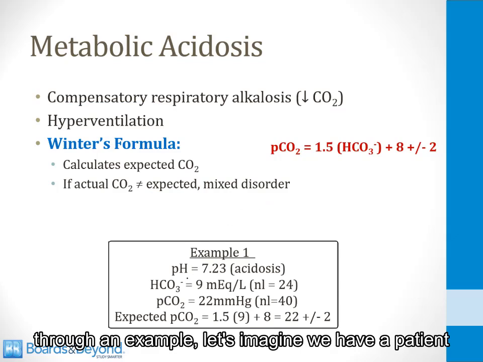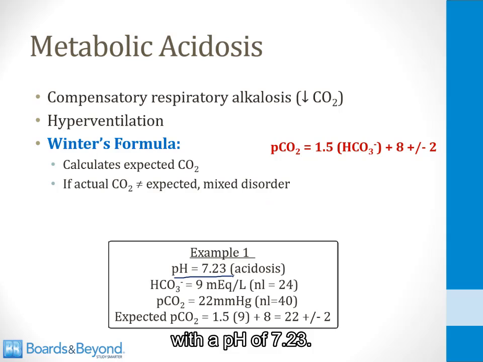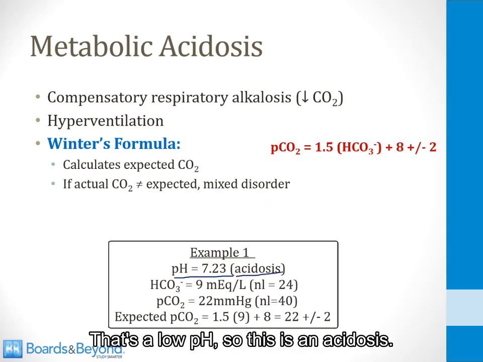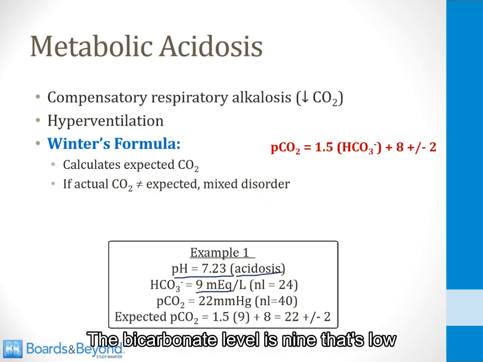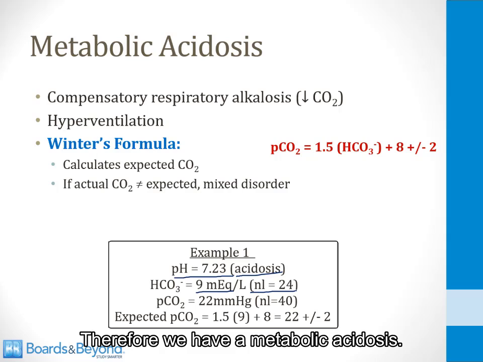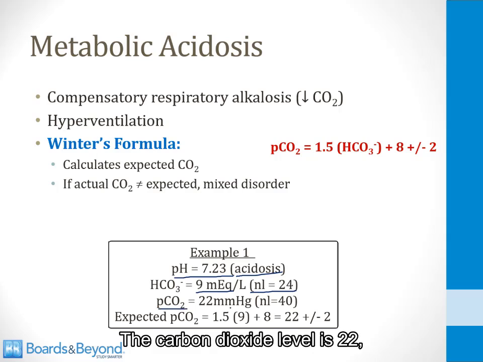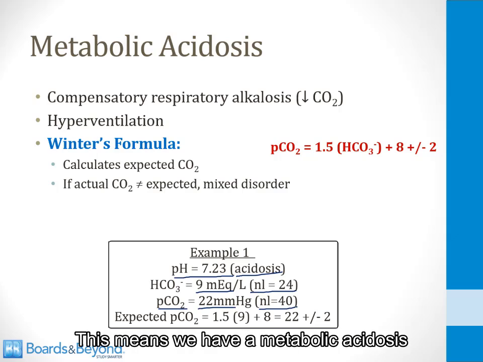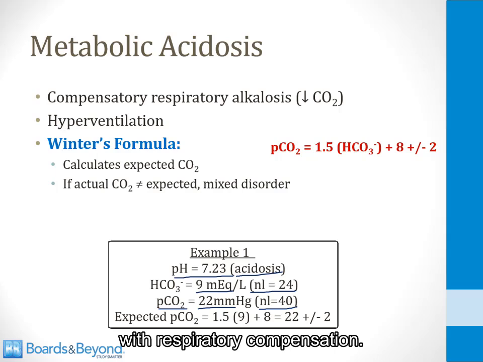Let's imagine we have a patient with a pH of 7.23. That's a low pH, so this is an acidosis. The bicarbonate level is 9, that's low, a normal value is 24, therefore we have a metabolic acidosis. The carbon dioxide level is 22, that is also low, the normal is 40. This means we have a metabolic acidosis with respiratory compensation.